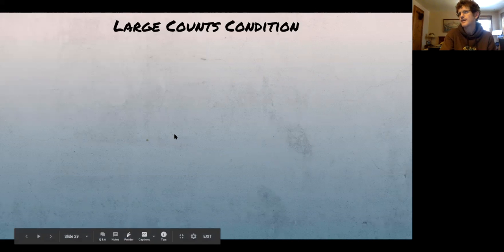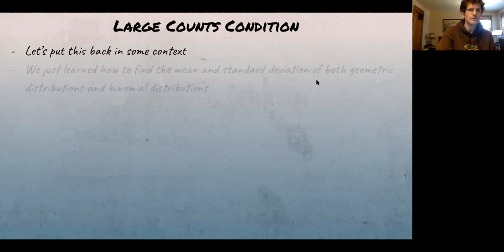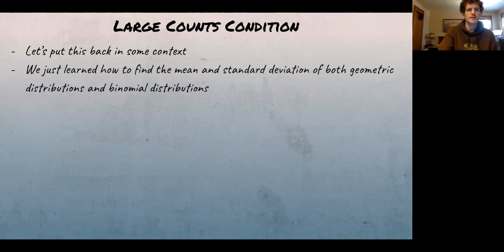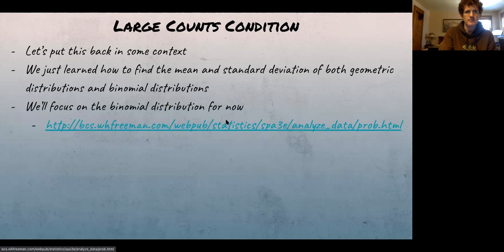I appreciate you guys hanging out, and I know this might be a lot of information getting thrown your way. So we're going to look at this real quick. We just learned how to find the mean and standard deviation of both geometric and binomial distributions. BIFS tells us it's geometric. BINS tells us it's binomial. Okay, we're going to focus on the binomial distribution. And I want to pull this up.